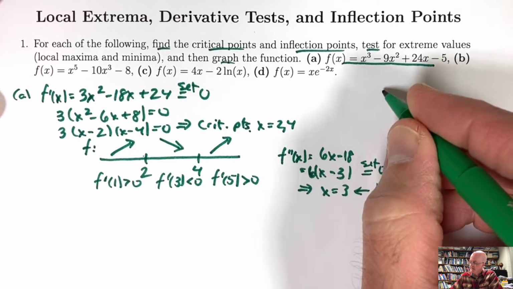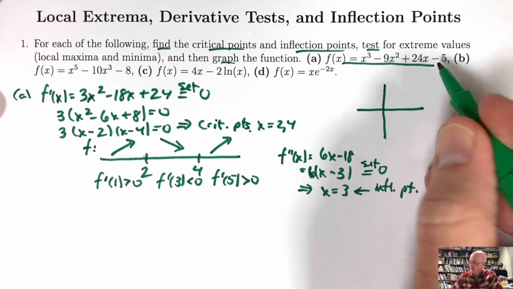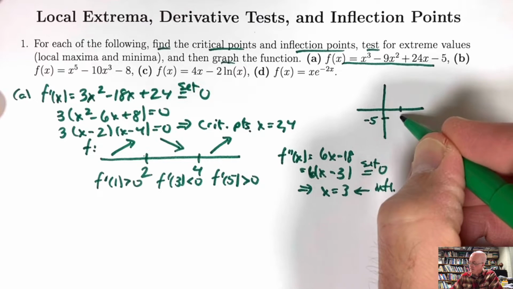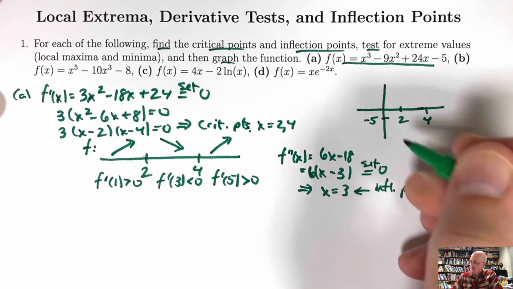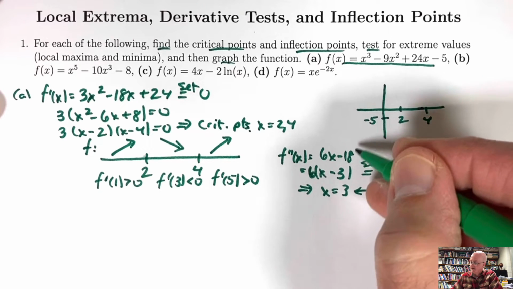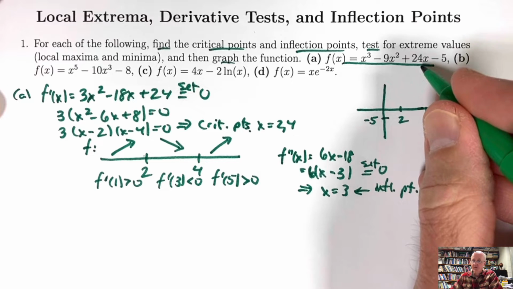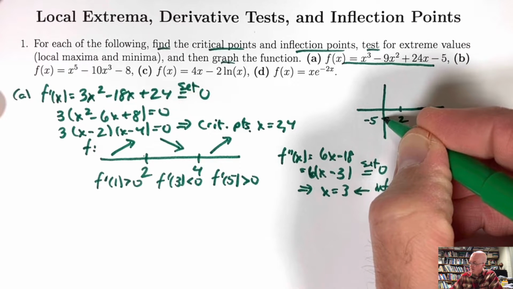Putting all these things together, along with the fact that, for example, f of 0 is negative 5, gives you a rough sketch of the graph of f. It's also a cubic, so the end behavior is going to minus infinity over here and plus infinity over here. It's got a slope of 24 at x equals 0. f prime of 0 is 24.